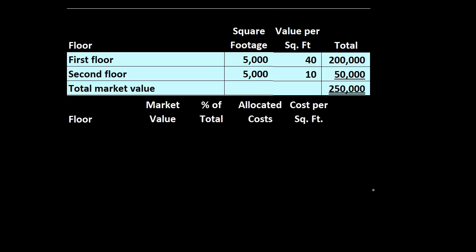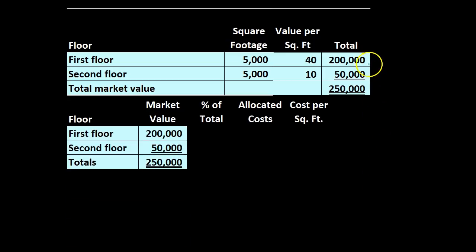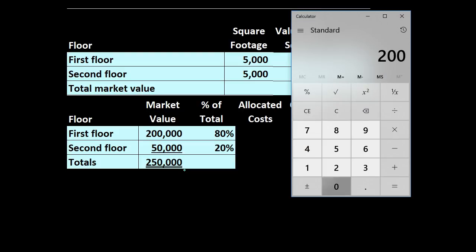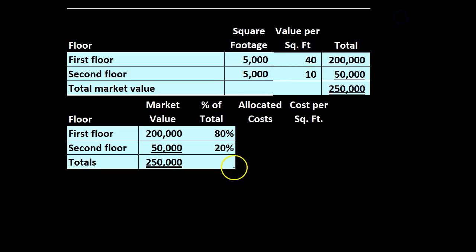So now we're going to say, all right, let's take that 200 and that 50 adds up to the 250 and have a percentage that we're going to take of that. So the 200,000 divided by the 250, that gives us 80%. And then 50 divided by 250 is 20%. That, of course, adds up to 100%.